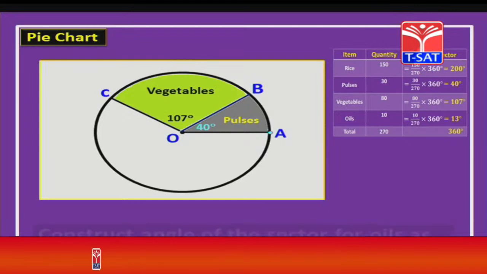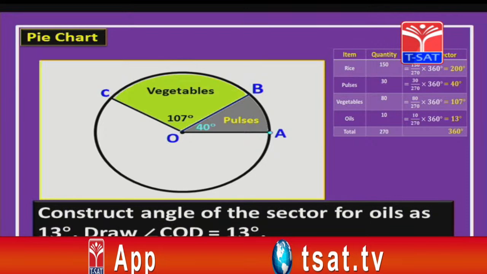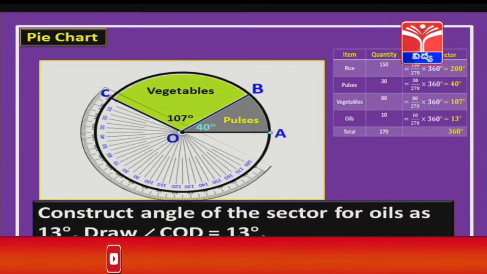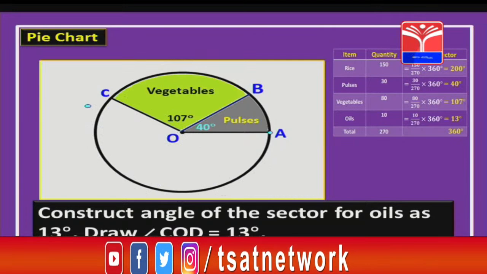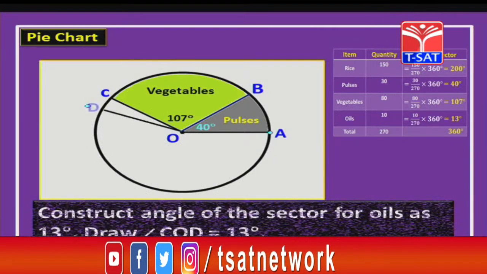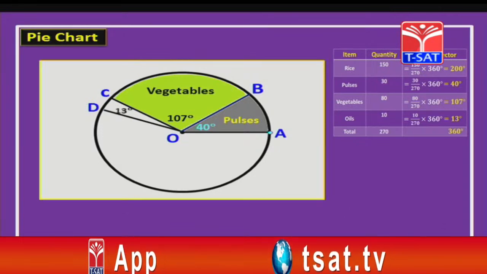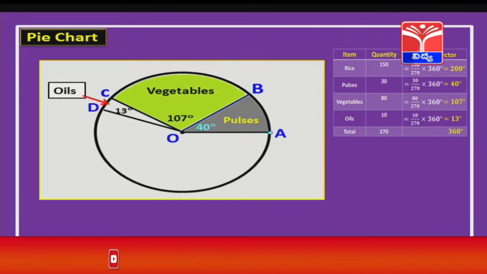So, we will move on to our next angle, that is the angle of the sector, 13 degrees for oils. So, let us draw that. We repeat the same process, place the protractor on OC, that is the horizontal line should coincide with OC, and the center of the protractor should be on the center of the circle, and mark the point. Then join the point on the circumference and mark this as D. So, this is 13 degrees, and that part of the sector is oils. We do not have that much space to write oils, so I am just writing it outside.